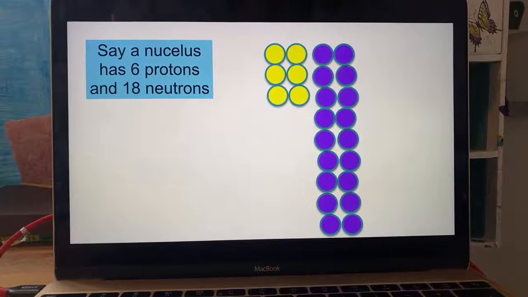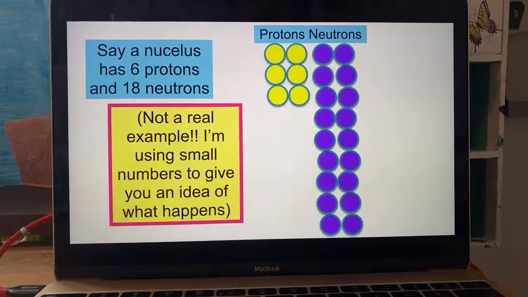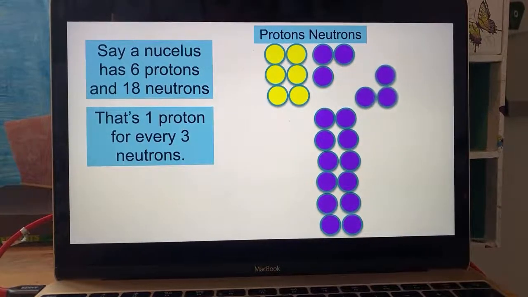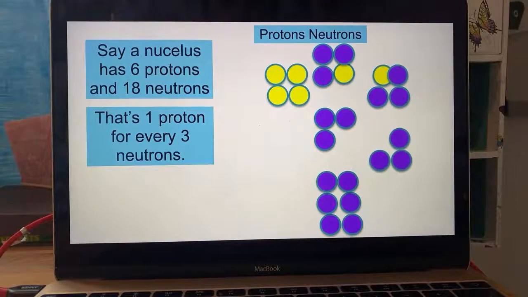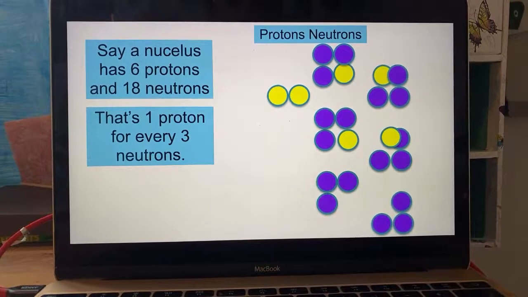So let's just say that a nucleus has got 6 protons and 18 neutrons. That wouldn't happen, I'm just giving you small numbers as an example. I've lined them all up here, there's 6 protons and 18 neutrons. That's the ratio. If I split all these neutrons and protons apart and share them out, you can see that each proton can buddy up with 3 neutrons. That's the ratio of this particular atom, 1 proton for every 3 neutrons.